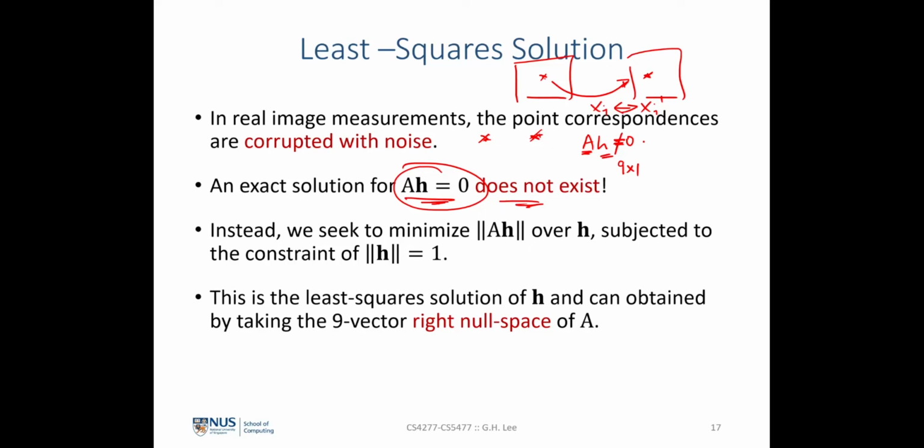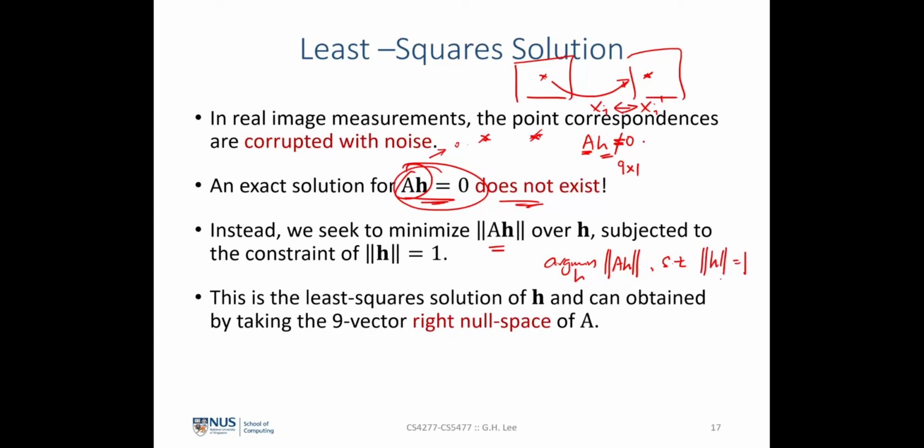Instead, we will seek to minimize the norm of A multiplied by H. So we want to get this as close to 0 as possible. But we know that this is impossible because it's corrupted with noise. Hence, we minimize this. This means that I'm going to do an argmin over H of the norm of AH, subject to the constraint that the norm of H should be equal to 1.